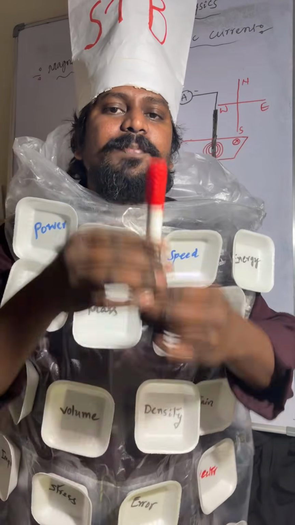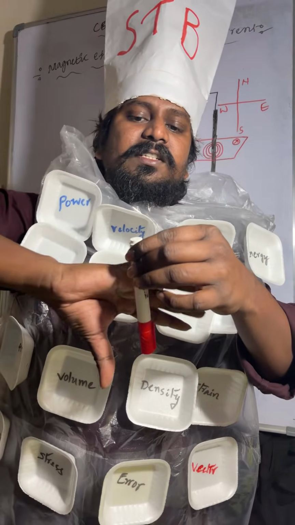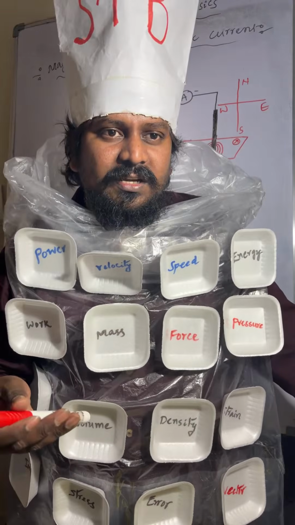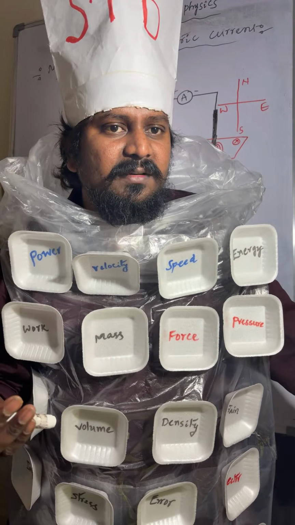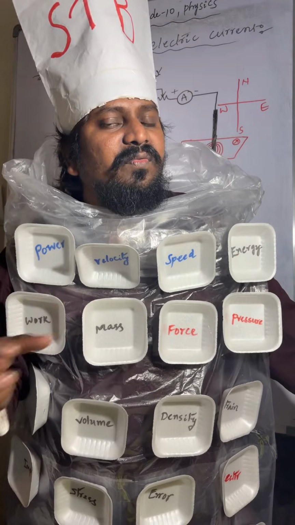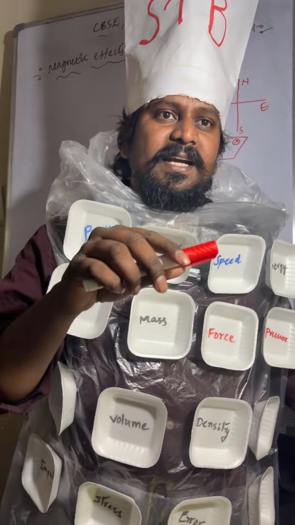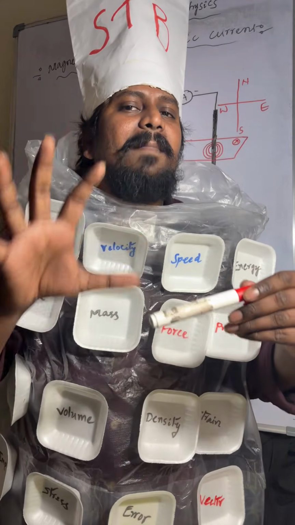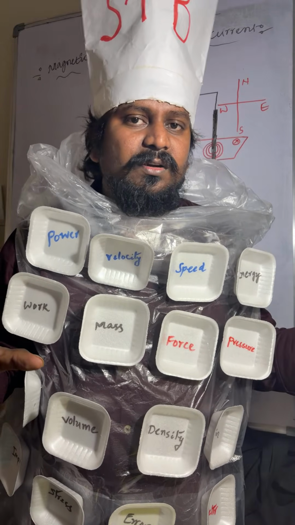If the current is passing upward, the magnetic field will be like this. If the current is passing downward, the magnetic field will be like this. So according to the current direction, we can identify the magnetic field direction. The curly fingers show the magnetic field direction. Understood?